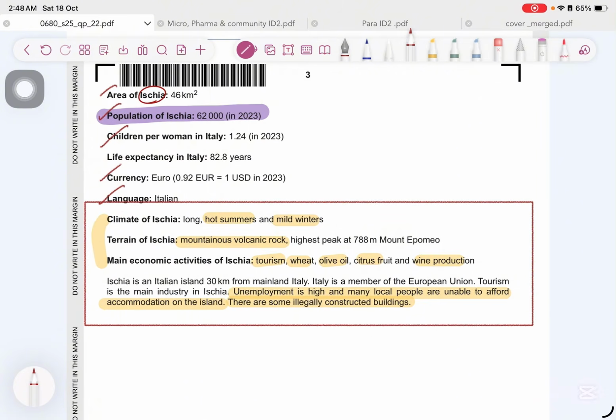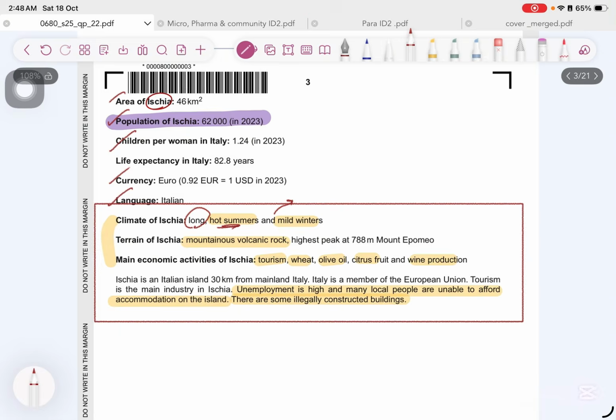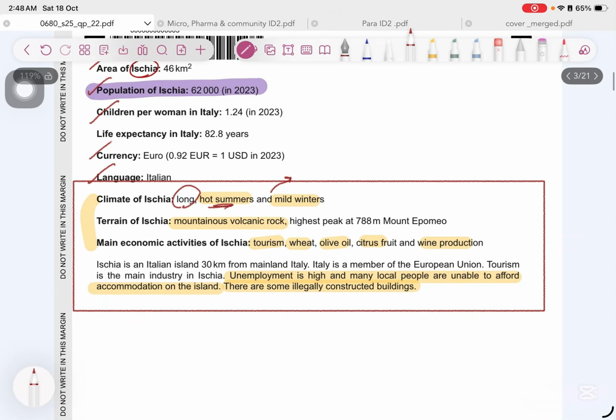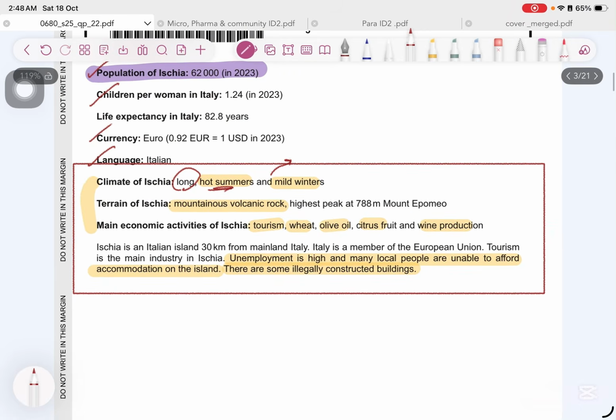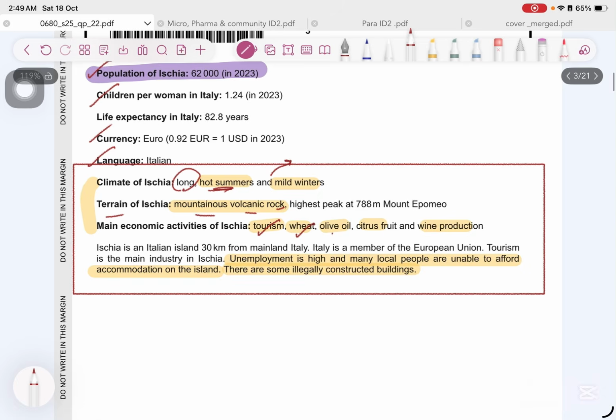The climate, it's long, hot summers, meaning that there will be evaporation of water, okay? The terrain is mountainous, volcanic rock, the highest peak, whatever. And the main economic activities that they rely on to get their money: tourism, wheat, olive oil, citrus fruit, and wine production.